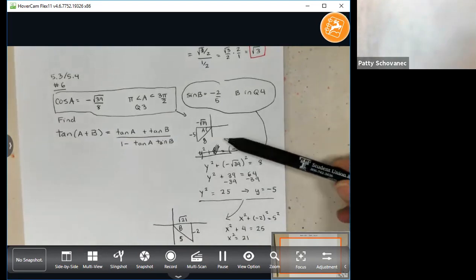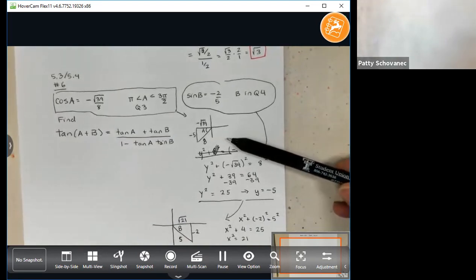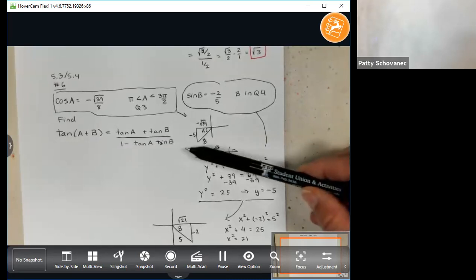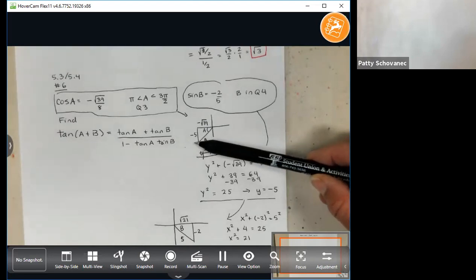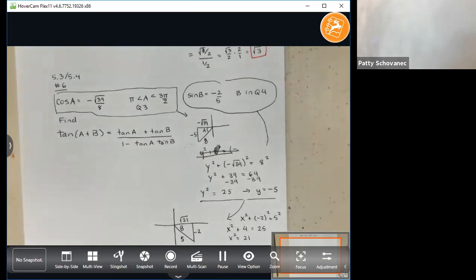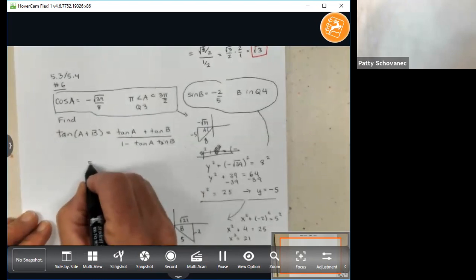So I want everybody to look up here at angle A and tell me the tangent of angle A. There you go. And the negatives will cancel, the negative over a negative. So let's write the tangent of A is 5 over the square root of 39. That's going to go right here.